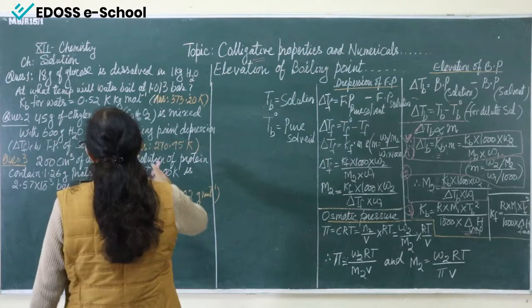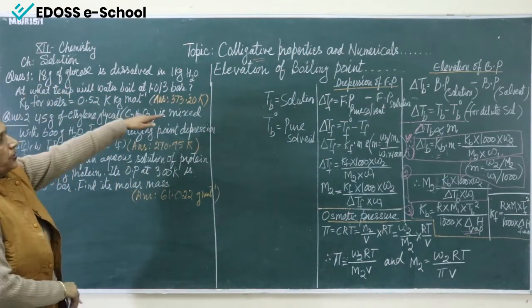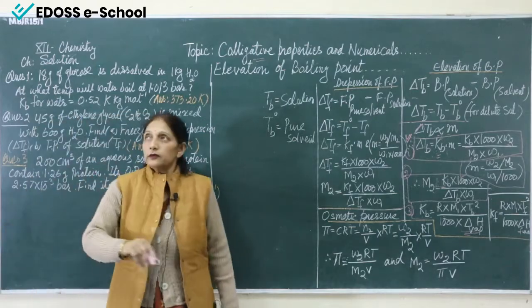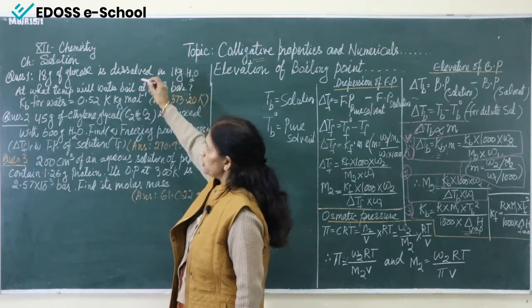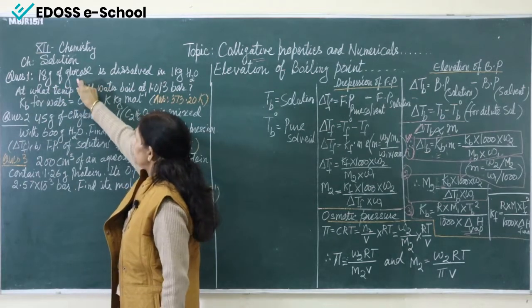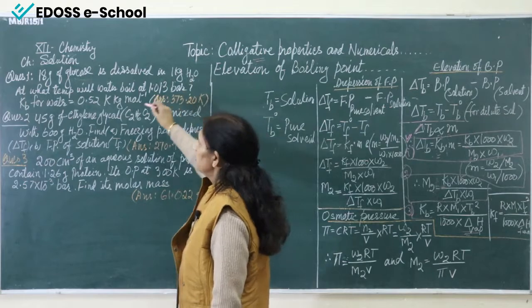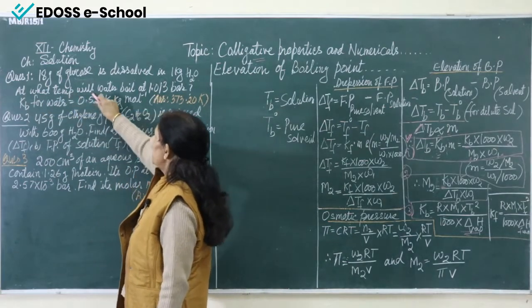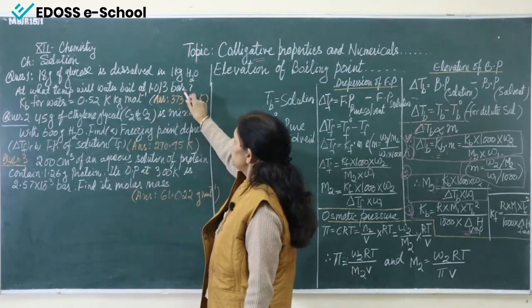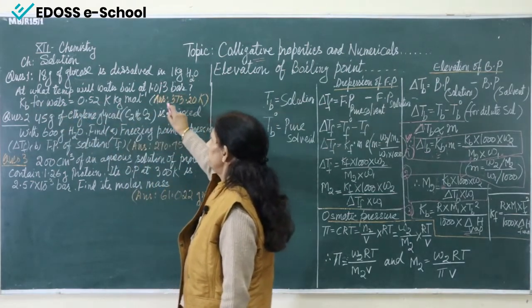Now coming to the numerical. This is the numerical based on this colligative property. 18 gram of glucose is dissolved in 1 kg water. At what temperature will water boil at this pressure in bar? And Kb for water is given to you.